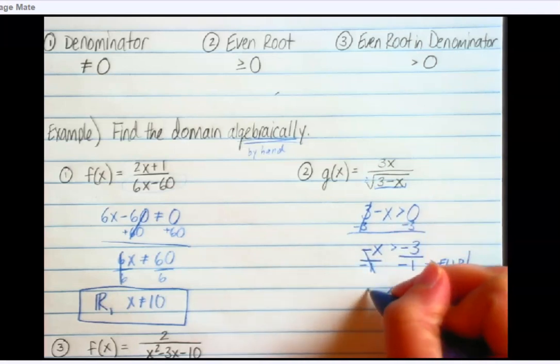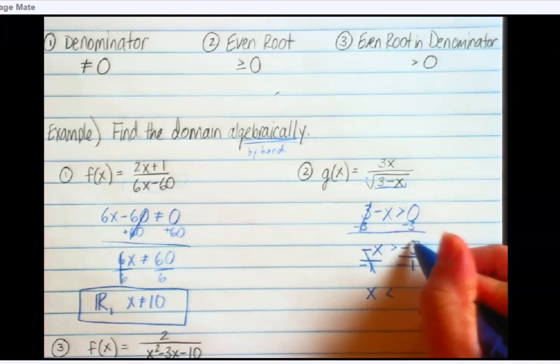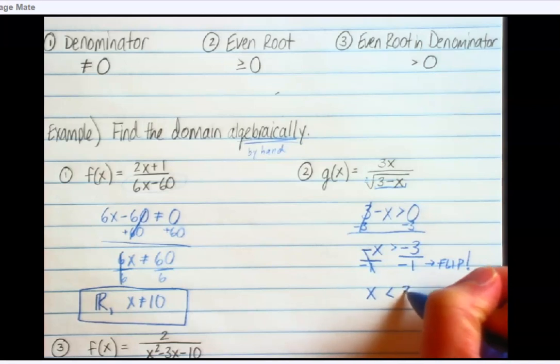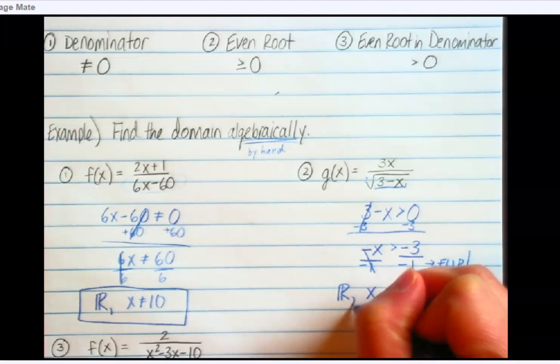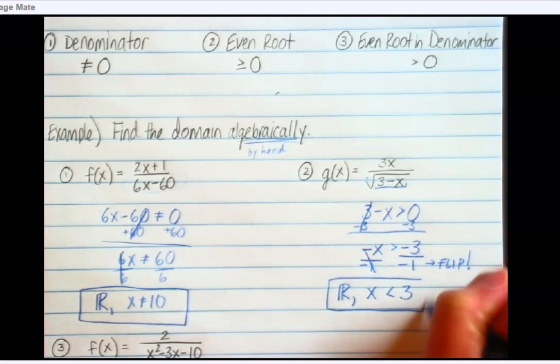All right, so this turns into x has to be less than, and now negative 3 divided by negative 1 is positive 3. So I would say my domain is all real numbers. X has to be less than 3.